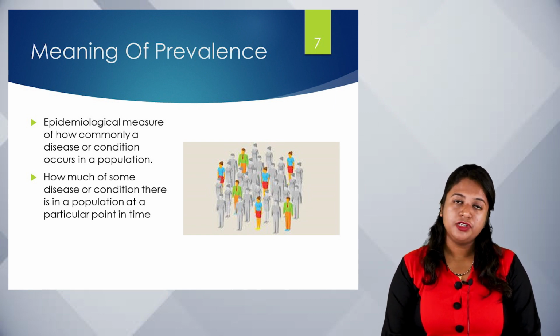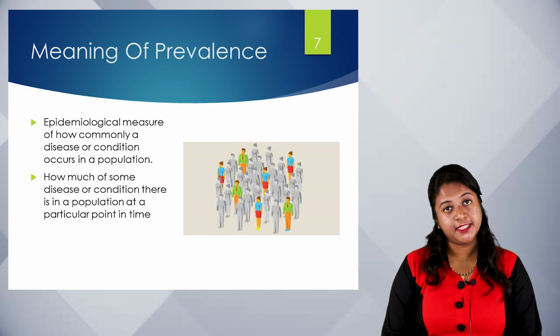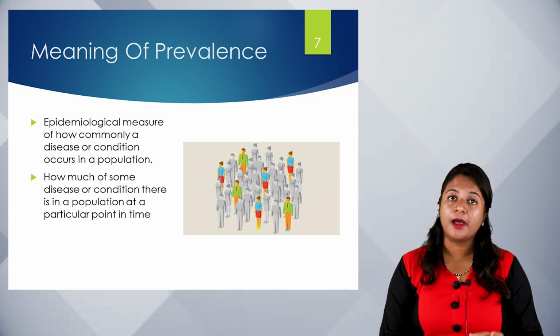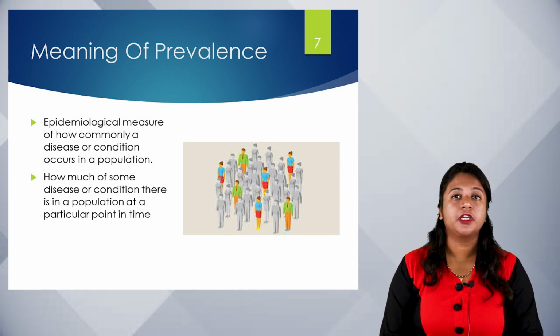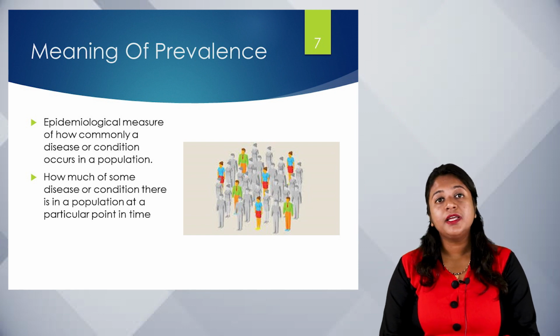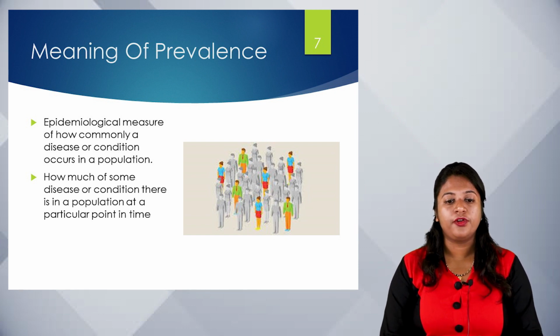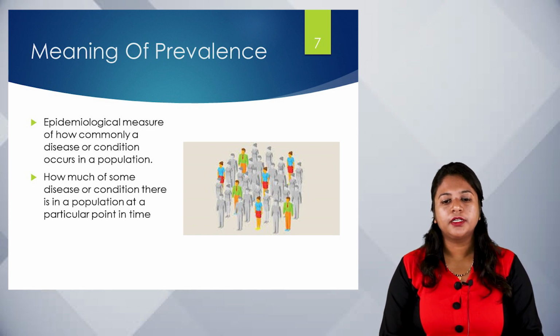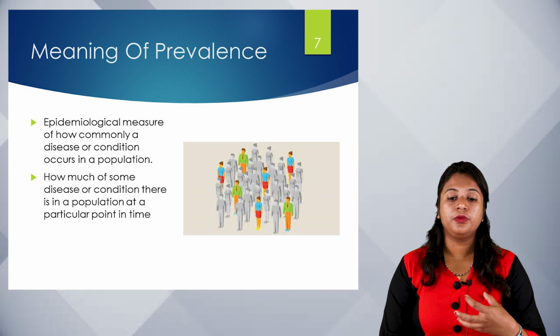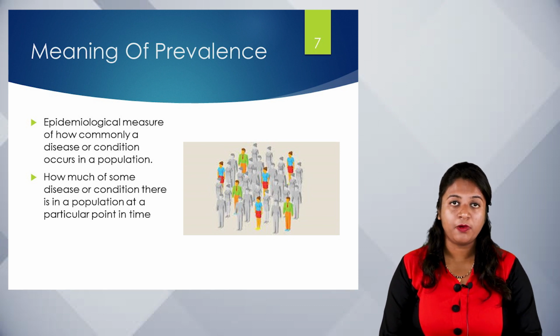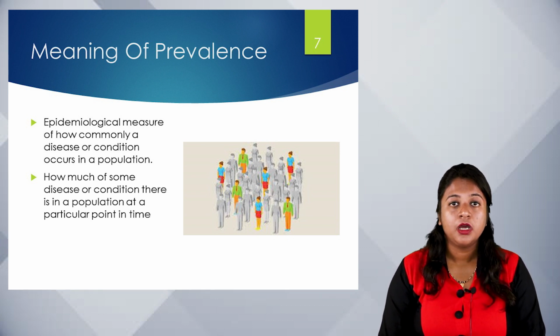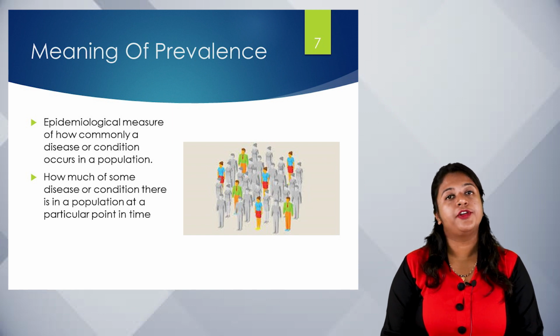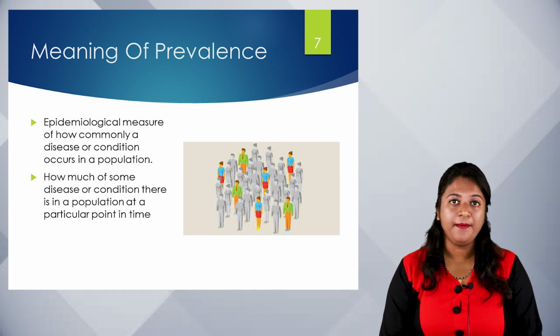So I think you have understood the differences between incidence and prevalence. Incidence is the number of cases of mental illness or any kind of disease in a particular population in a particular period of time. Whereas prevalence is the term which measures to what extent a particular population is suffering from a disease at a given point of time. So that is called the prevalence.